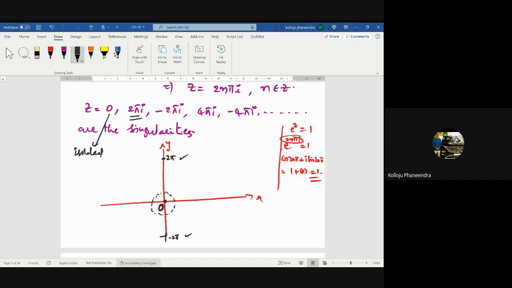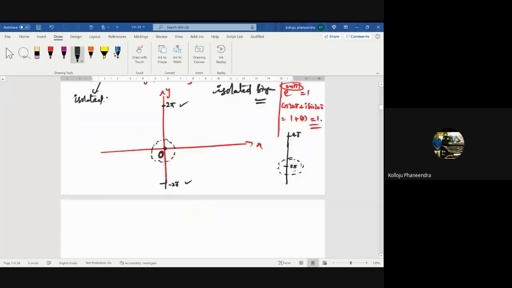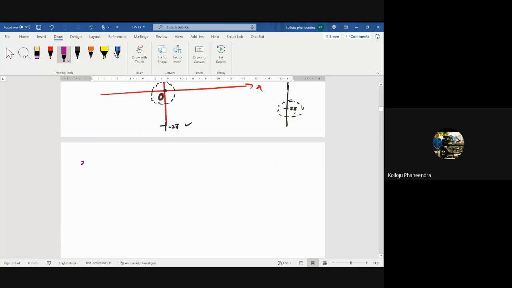Same logic for the remaining. For example, if I take this as 2 pi, where is 4 pi? At a long distance. What is the small neighborhood of 2 pi? Only this one; you have to consider it very small. So 4 pi does not belong to this one. So all these are isolated. All the singularities z equal to 2n pi i are isolated singularities.